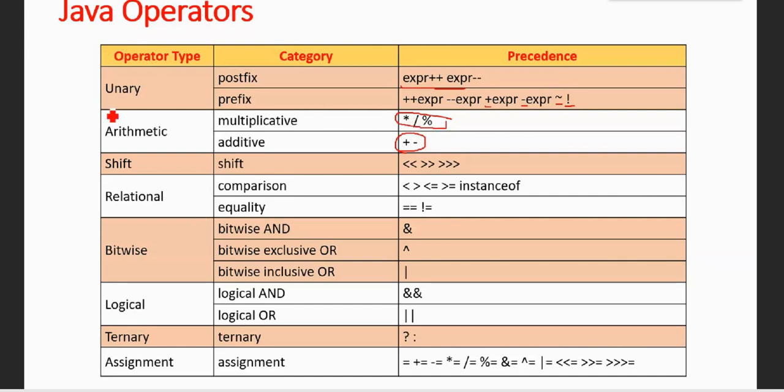Okay, and we have the shift operators. There are three types of shift operators. The first one is double less than, the other one is double greater than, and the third one is three greater than symbols. So what are double less than and double greater than? Left shift and right shift. When you go to other programming languages like C and C++, they have a left shift operator as well as a right shift operator.